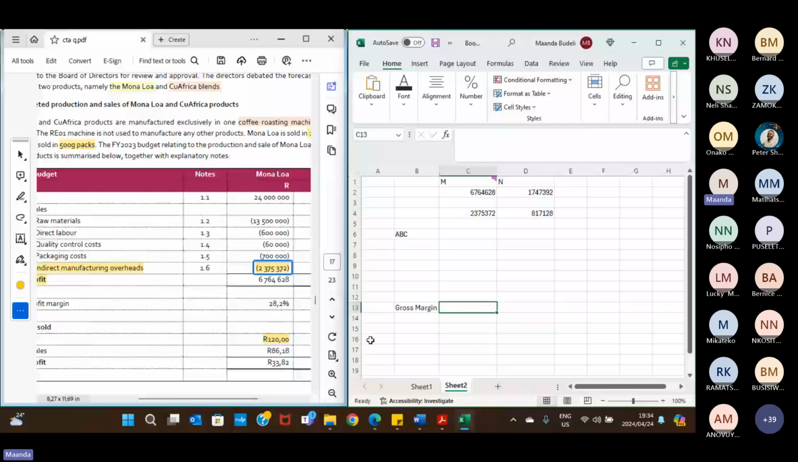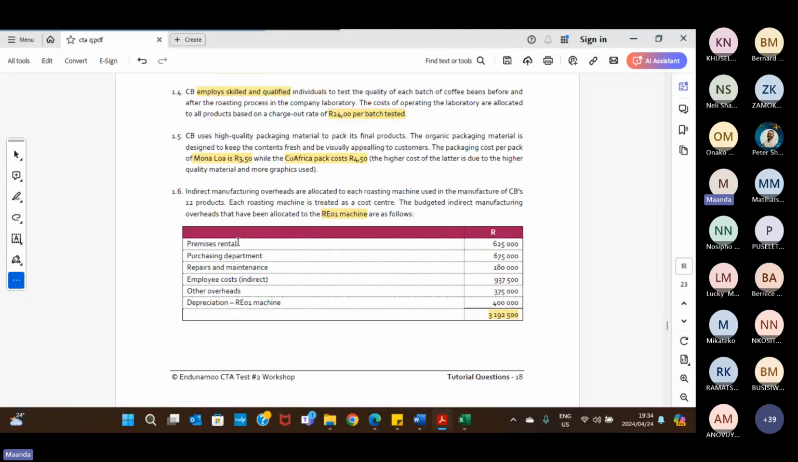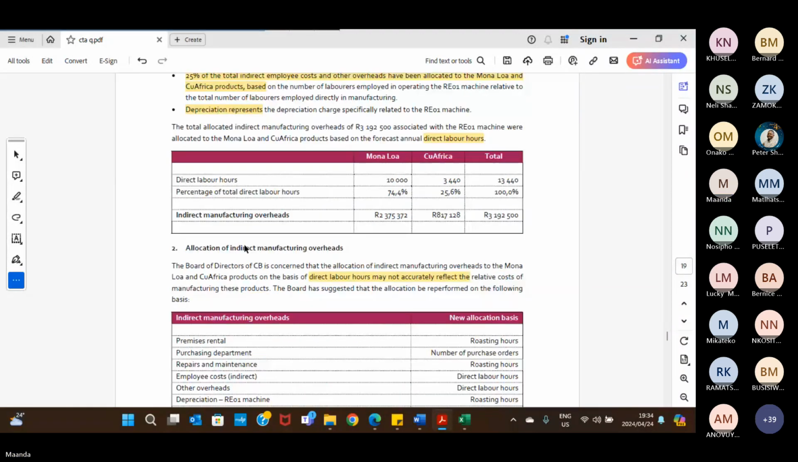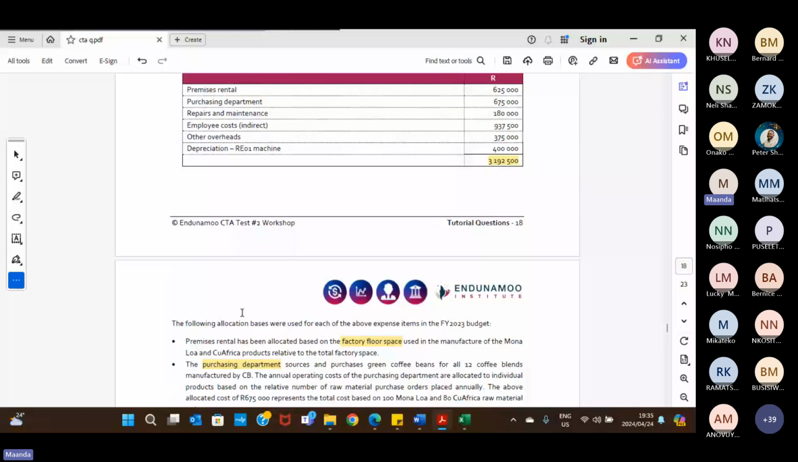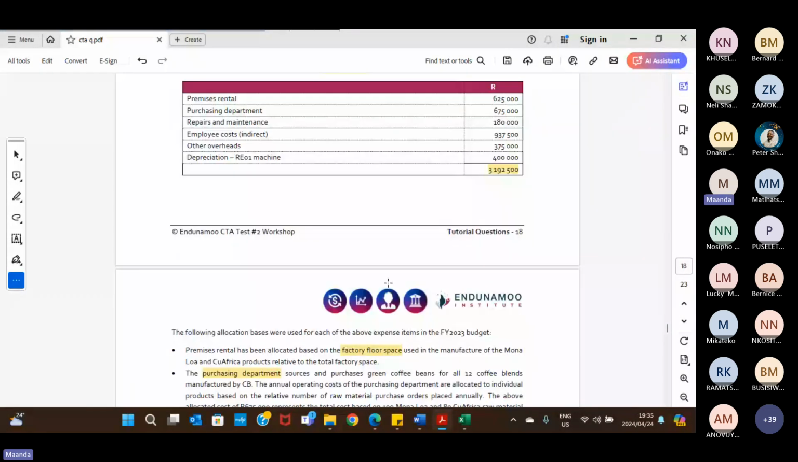All right. So now let's go deal with the driver and then see. So we have rent. So for rent, we are told that the driver, so this amount here now is divided, right, into different factors. So we need to allocate each one of them. And then we are told that, okay, for rental, we can use roasting hours.